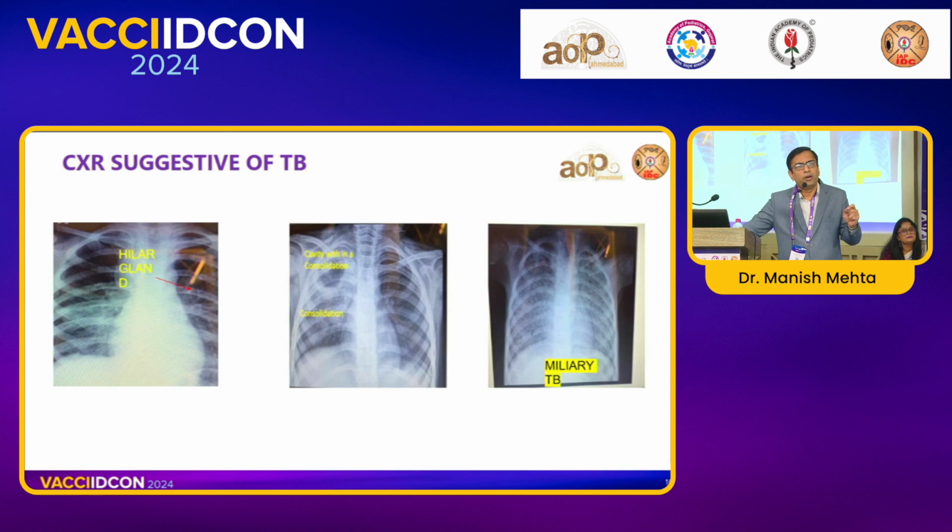Why is it important? Why should you confirm? This is classical miliary tuberculosis, classical history is there. Why do you want to confirm? Exactly. So it is not only for diagnosis, it is to check whether this is rifampicin sensitive or rifampicin resistant tuberculosis. So that's why we always do microbiological confirmation.